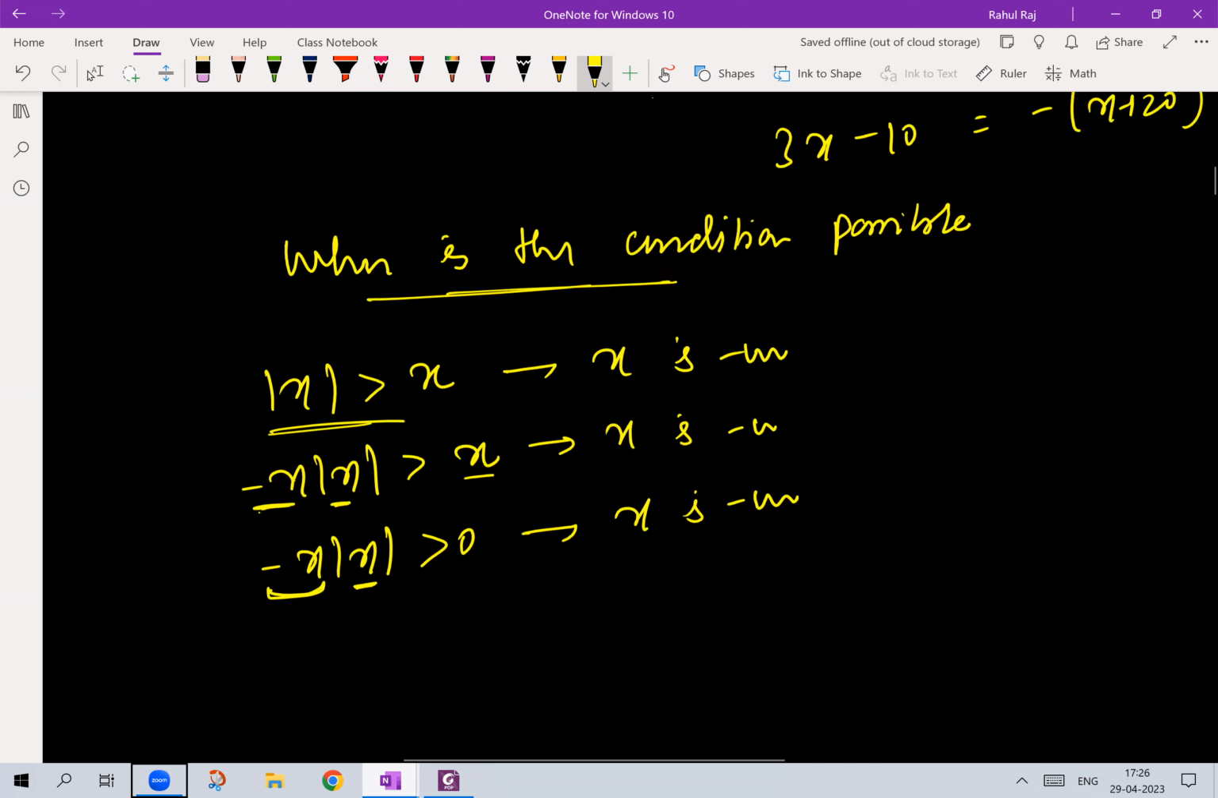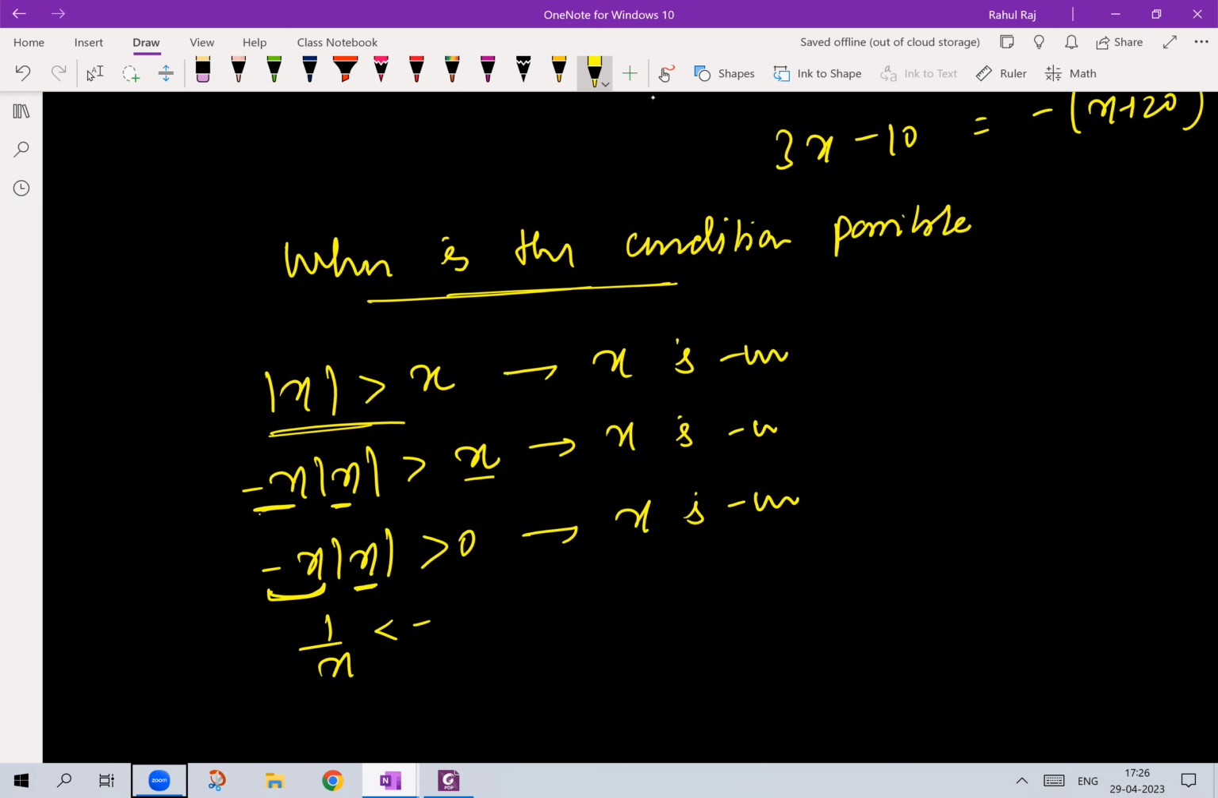If I say 1 by x less than negative x, what do you mean by this? When is this condition possible? Think about it. Only when x is negative. Because when x is negative, this becomes negative and this will become positive.